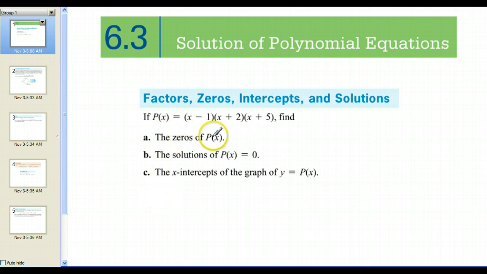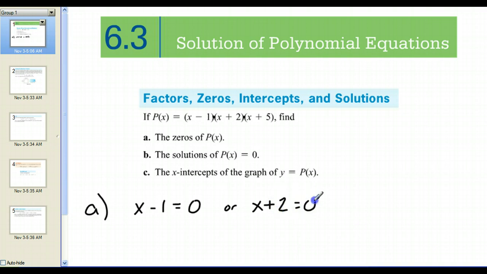So part A wants us to know what are the zeros of the polynomial. Well, zeros are the things that make this p of x equal to 0, which is what that says right there. And since we have multiplication, this times this times this, if any one of these three things is equal to 0, for instance, if x minus 1 is equal to 0, or if x plus 2 is equal to 0, or if x plus 5 is equal to 0.